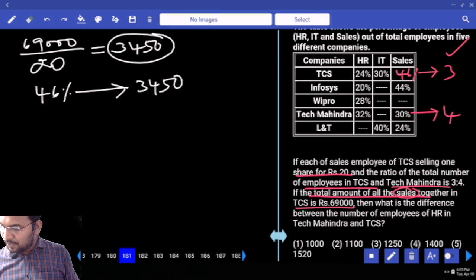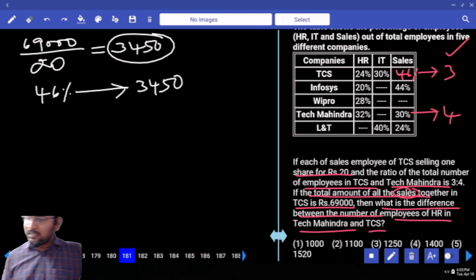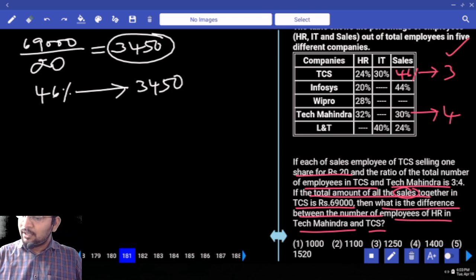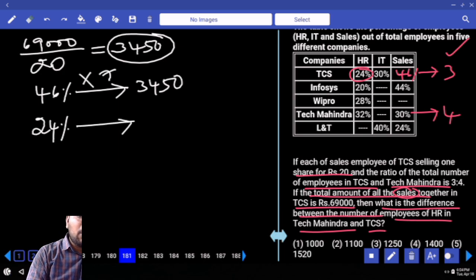Now they are asking: what is the difference between the number of HR employees in Tech Mahindra and TCS? Now see here, Tech Mahindra and TCS, HR employees. TCS is how much? 24%. First of all you have to find out 24% is how much. 46 how many times? 75 times, yes?